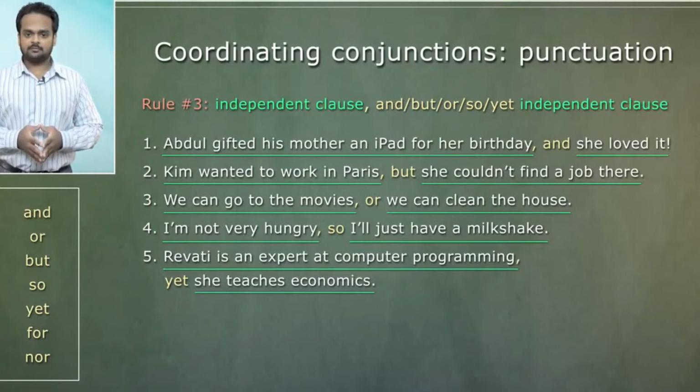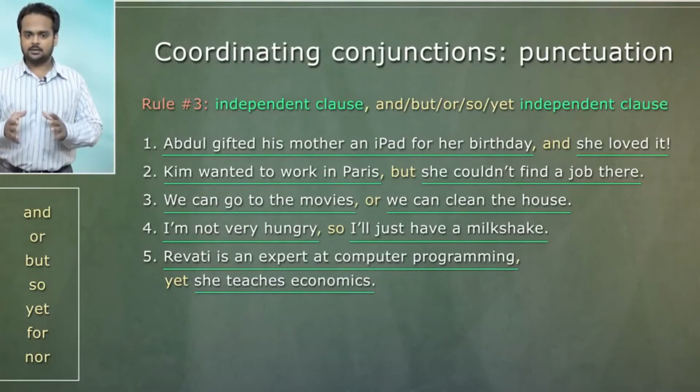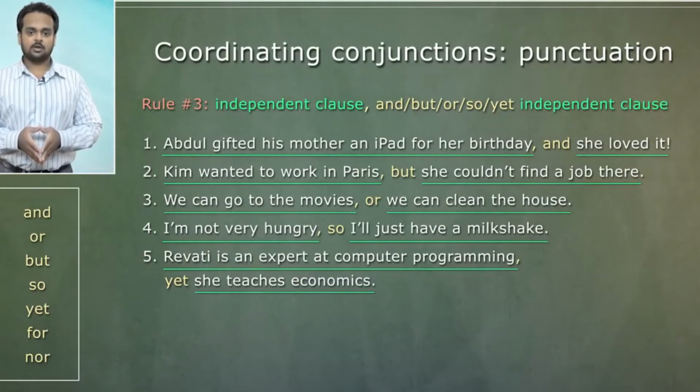Finally, in number 5, you see the conjunction yet. The meaning of this sentence is that Revati is very good at programming, but still she teaches economics. So the word yet is like saying but still. Here the first clause is Revati is an expert at computer programming, and the second clause is she teaches economics.